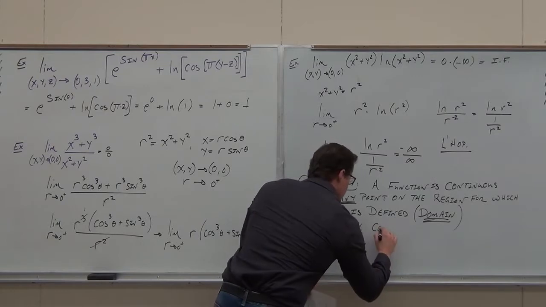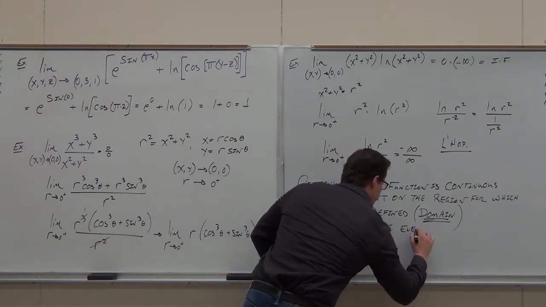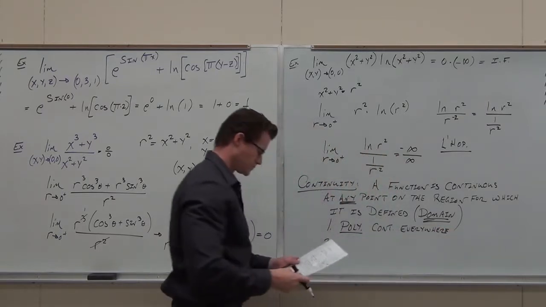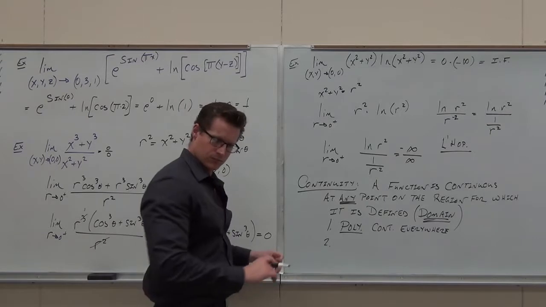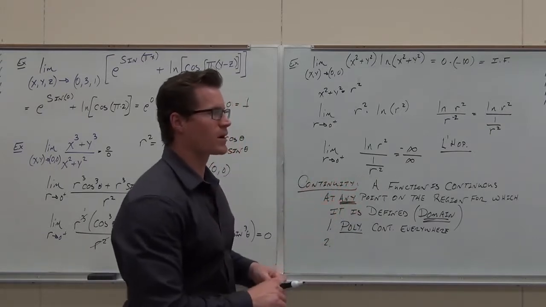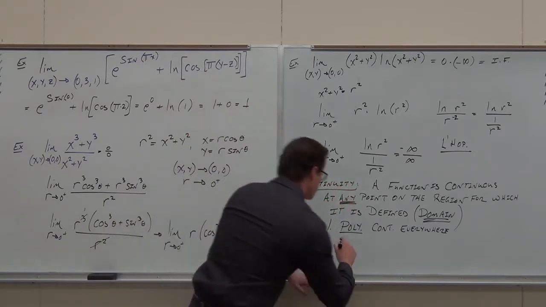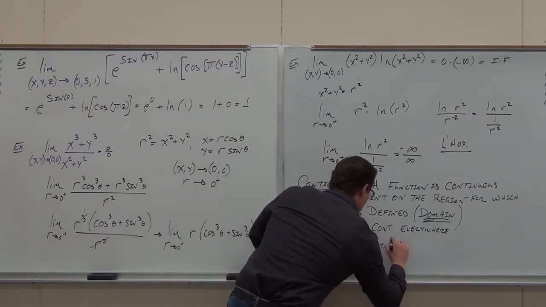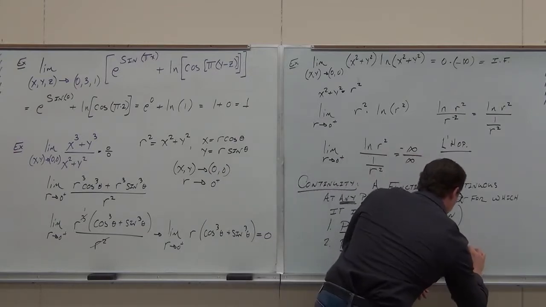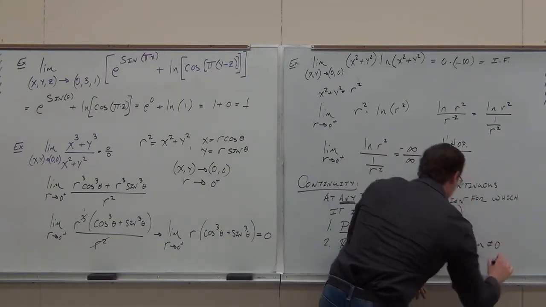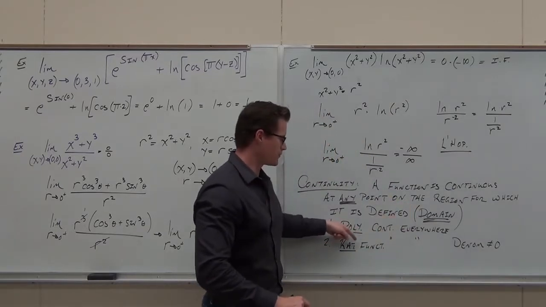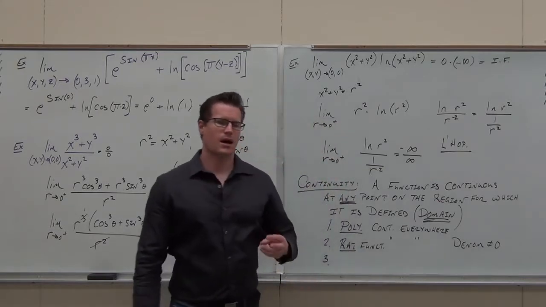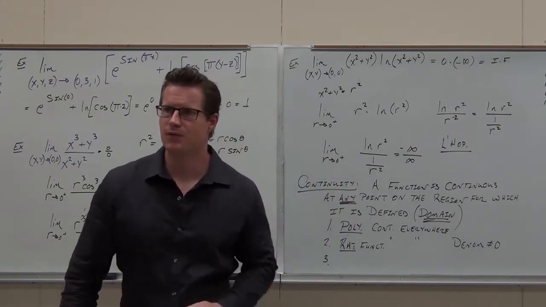Polynomials, continuous everywhere. Rational functions are continuous everywhere where the denominator is not 0. And 3, continuity holds for compositions of continuous functions.